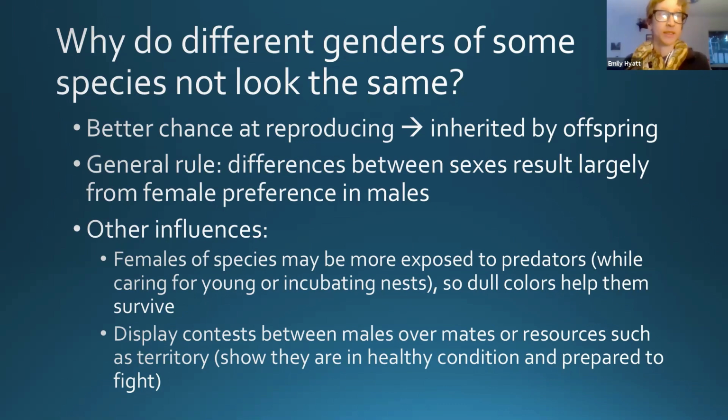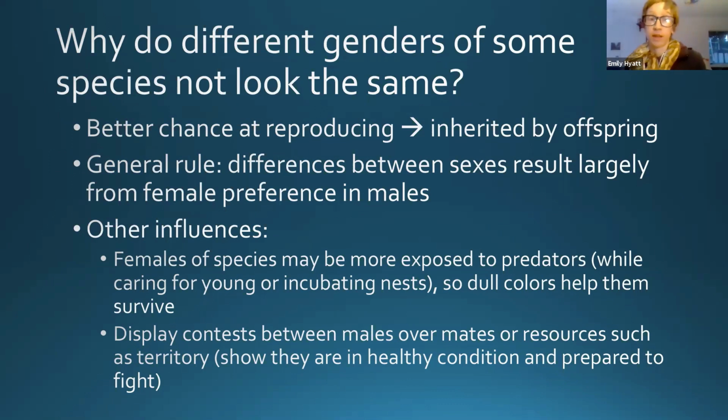Selection favors things that help animals to reproduce better or more. So when we're talking about gender dimorphism, it's typically that there's a preference. So if females like the males that have one form of a trait, then that male is going to be better at having offspring, and those offspring are more likely to inherit that preferred trait. So it spreads through the population because it's selected for.